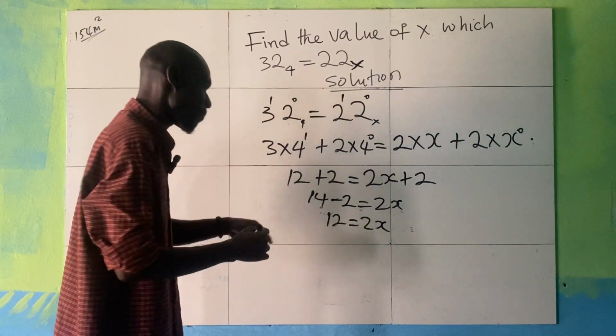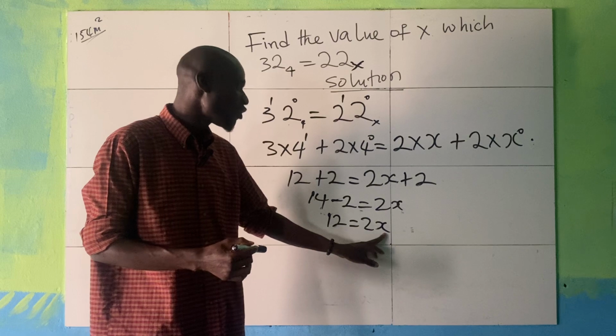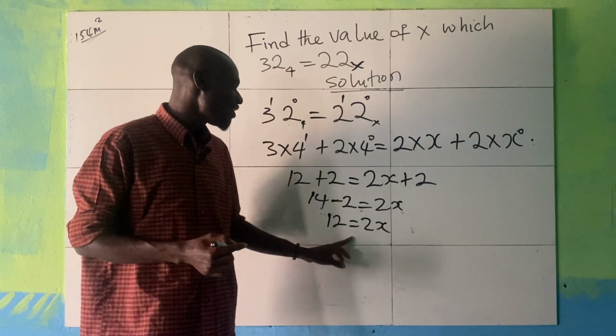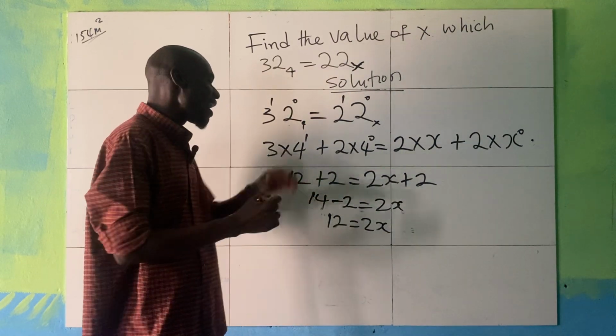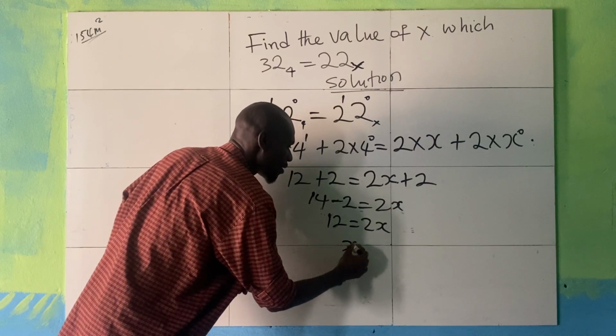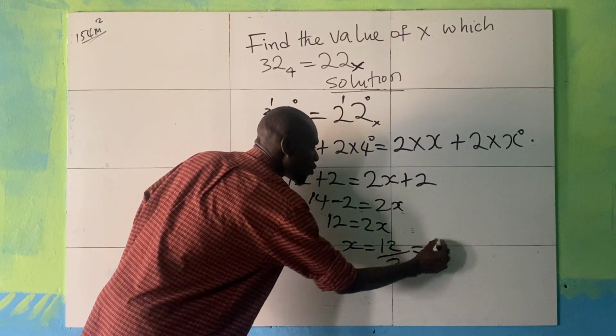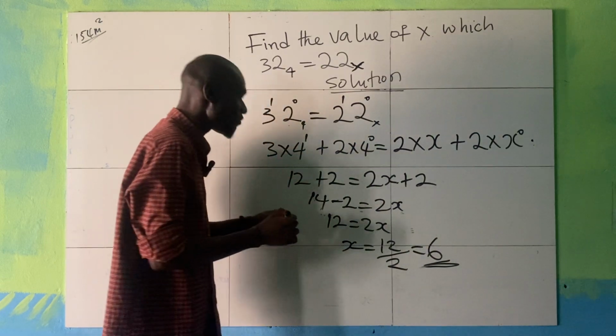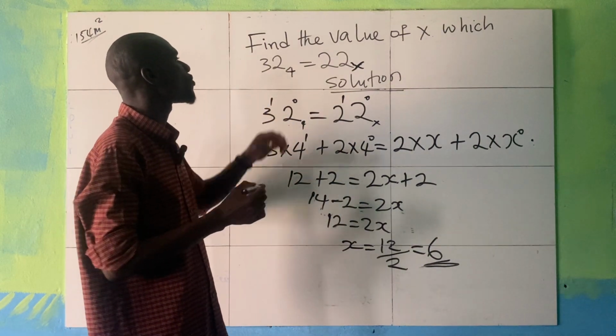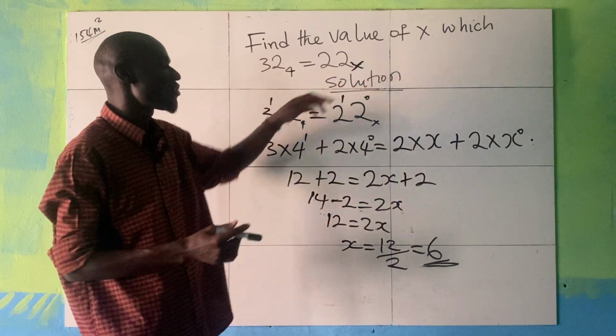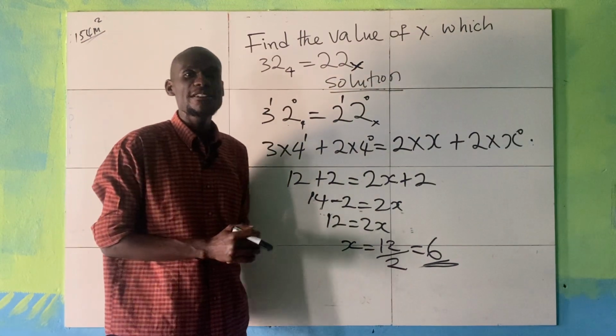On that note, if we are to look for the value of x, we divide both sides by 2. x will be equal to 12 divided by 2, which is equal to 6. So the value of x is 6. x is equal to 6. So this is our final answer.